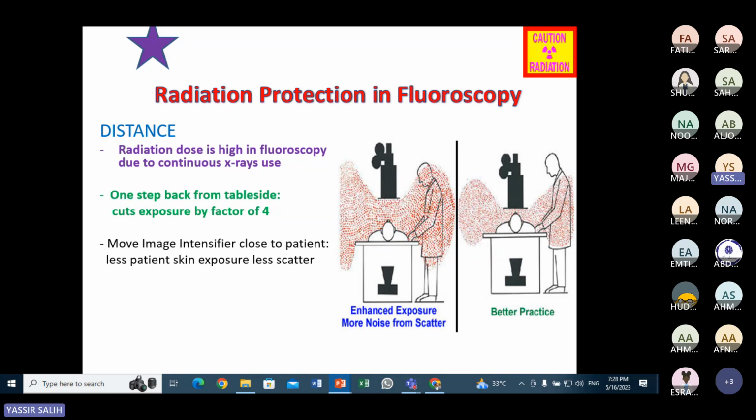What is this technique? We have this part and this part, the operator, and this is the patient. Is it CT, MRI, or ultrasound? What is the modality? X-ray. It has an X-ray tube, and it is called fluoroscopy. Yes, this is a fluoroscopy.